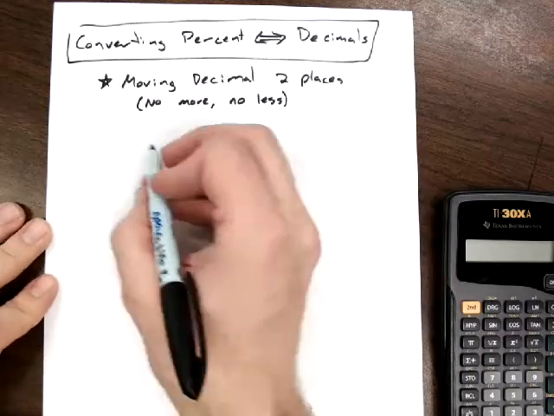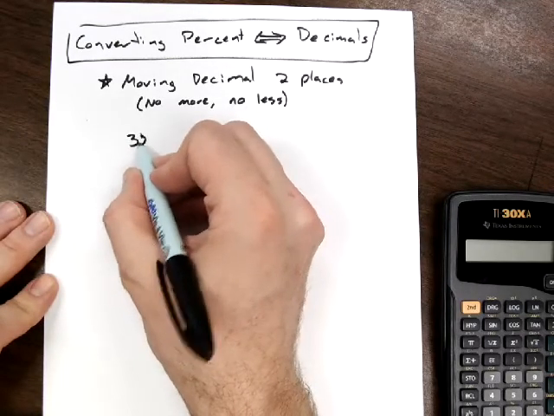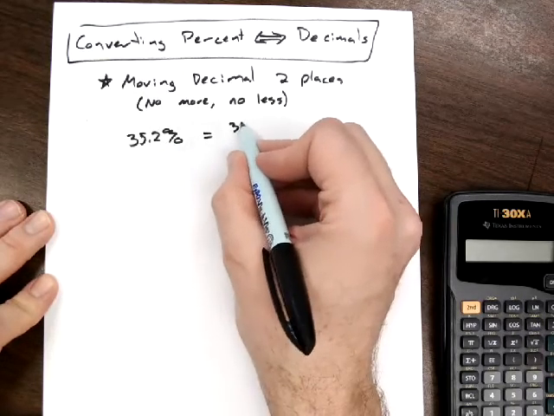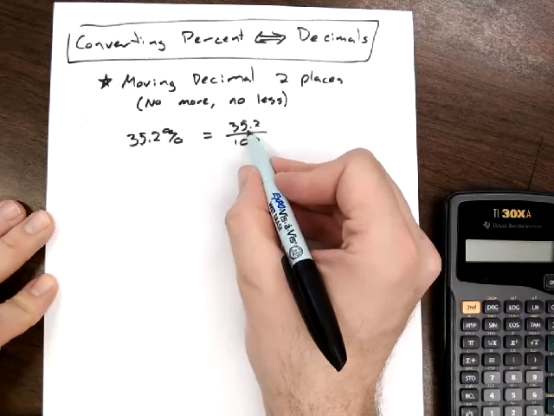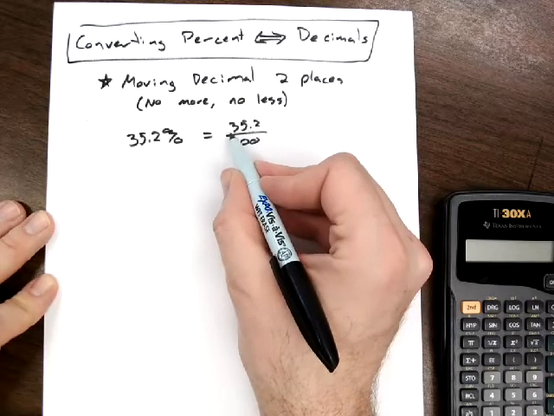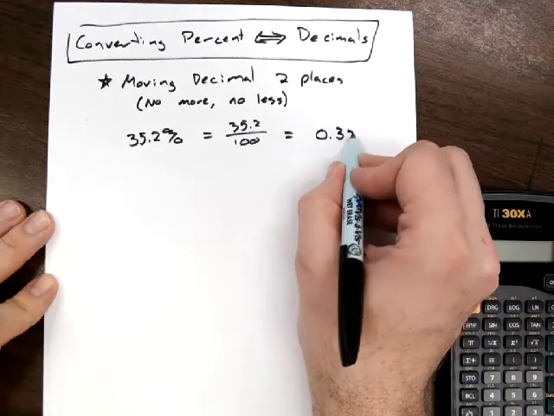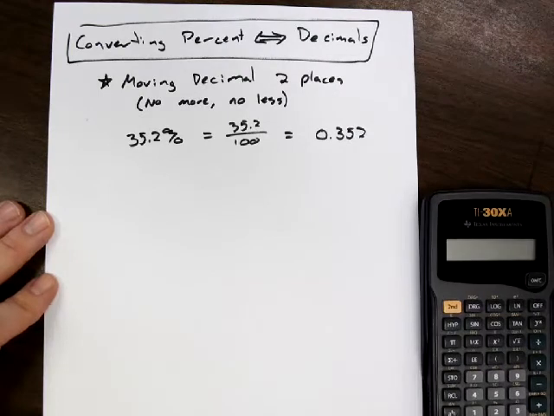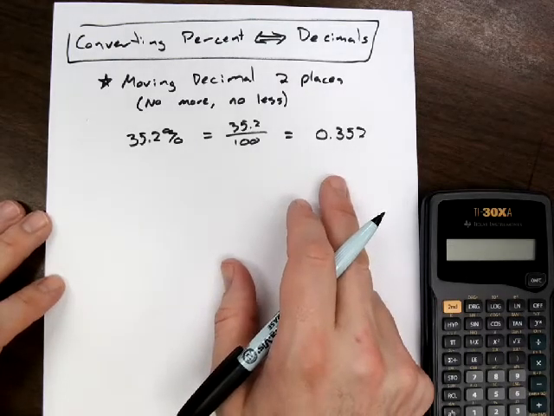Say I've got something like 35.2%. Well, think about this. That's going to be 35.2 over 100. What happens when I divide by 100? I move my decimal 2 places to the left. That would be 0.352, just like that. You'll notice I have my calculator out here. You can in fact just divide by 100, but it's just as easy to move your decimal place.